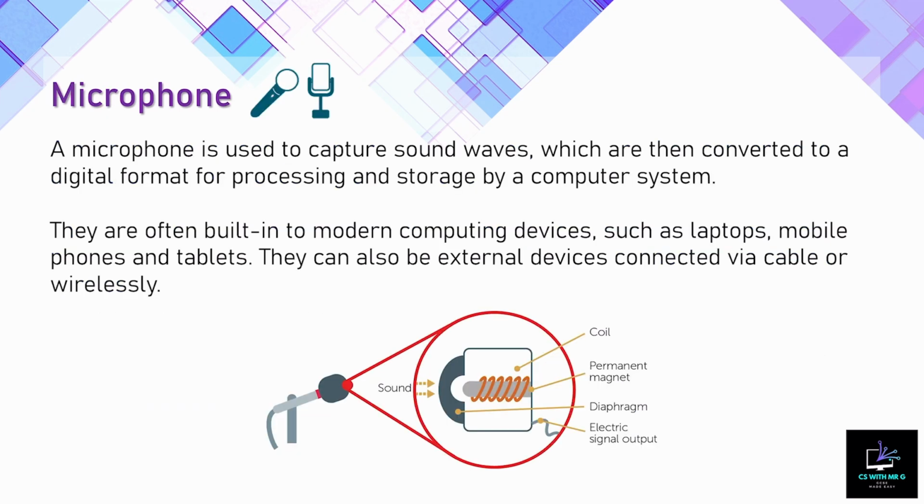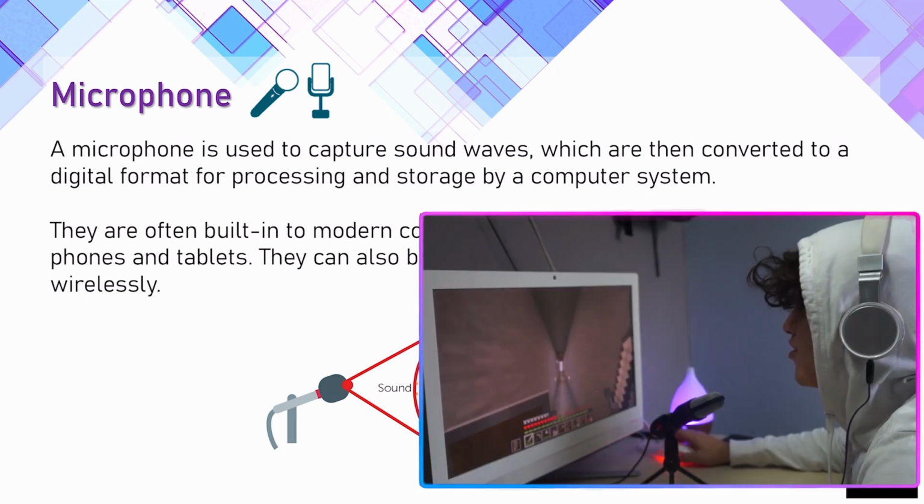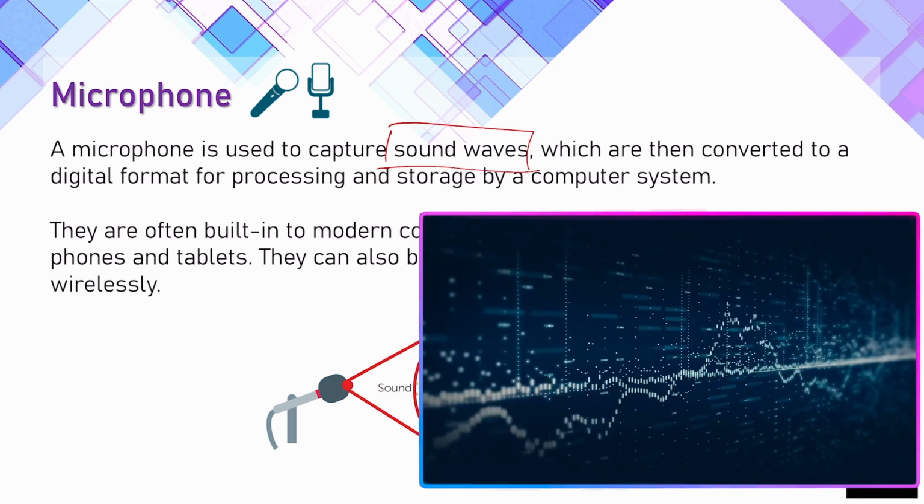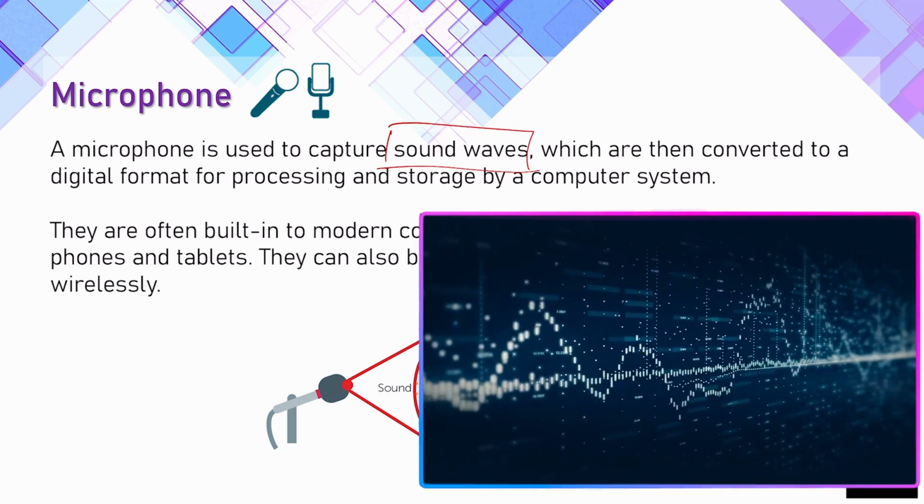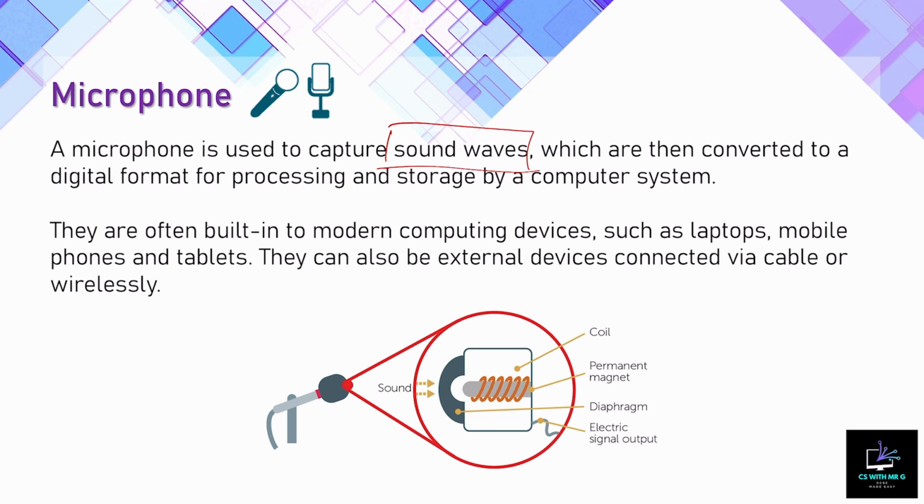Next we have the microphone, and a microphone converts data from sound, capturing sound waves and converting this into a binary number. All of this has been discussed in Unit 1, but a microphone is the input device which captures sound waves and converts them into binary and into a digital format so it can be used on a computer, whether it's a voice, a song, or music.